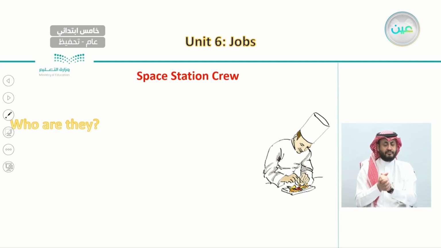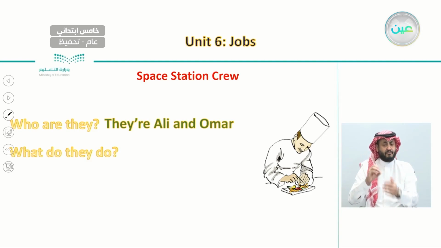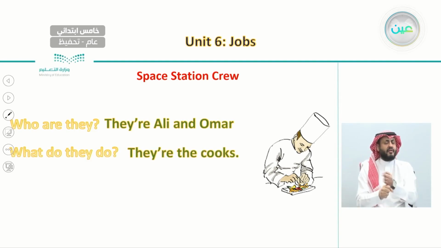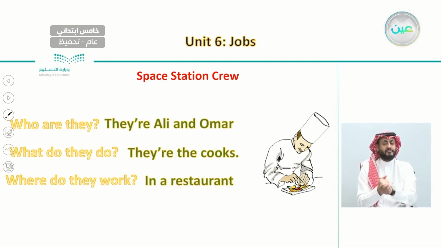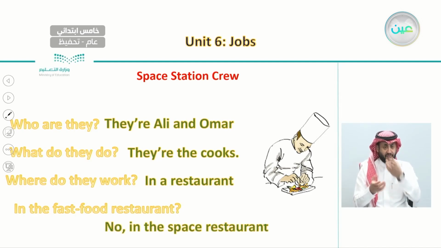So, who are they? They are Ali and Umar. And what do they do? They are the cooks. And where do they work? In a restaurant. In the fast food restaurant? No, in the space restaurant.